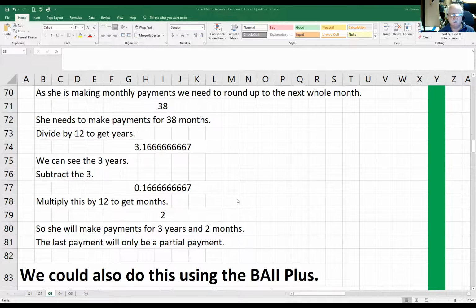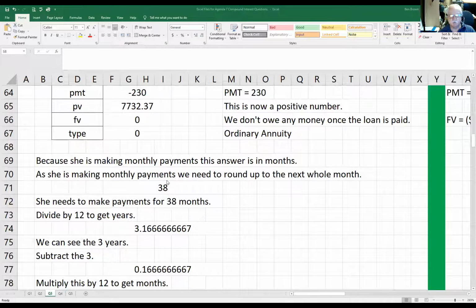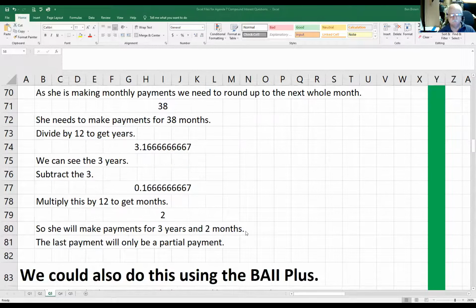We could translate that into years and months. We divide that by 12 to get years. We can see the 3 years, subtract the 3, and then multiply what's left by 12. We get 2 months. So she's going to make payments for 3 years and 2 months. And that last payment will only be a partial payment. But they're really only asking us how many payments she had to make. The answer was the 38.